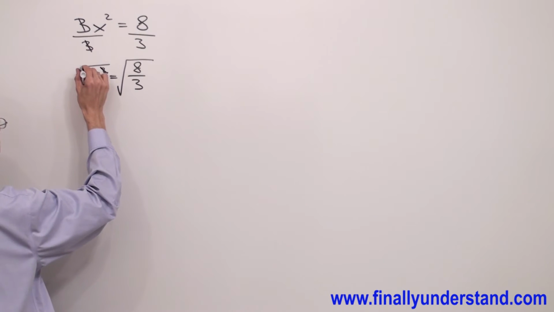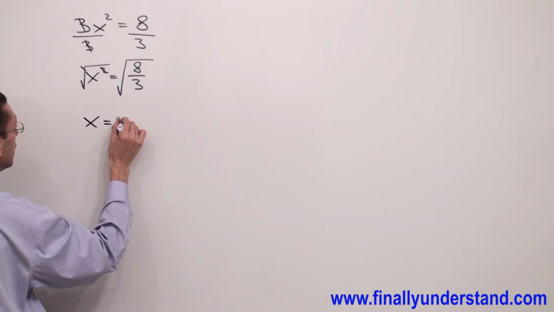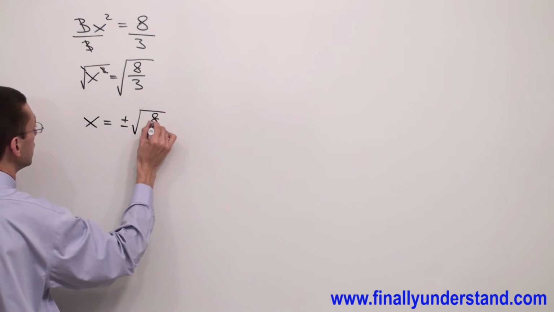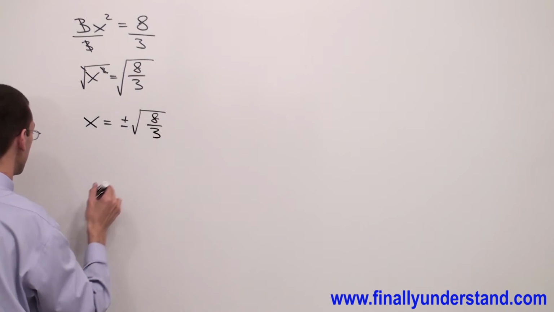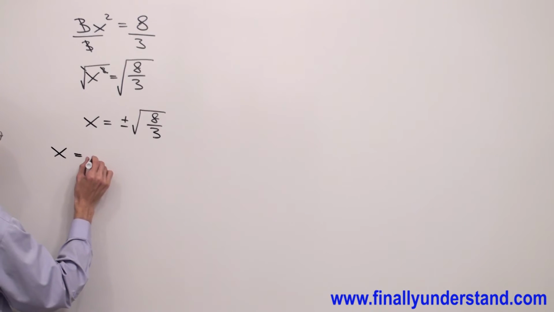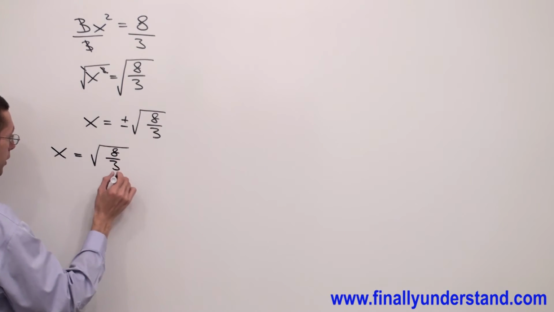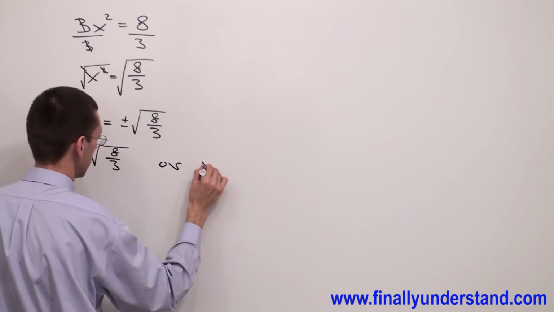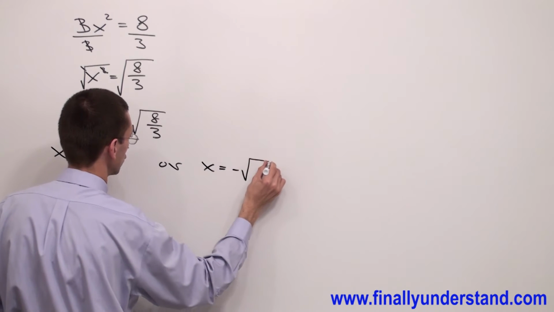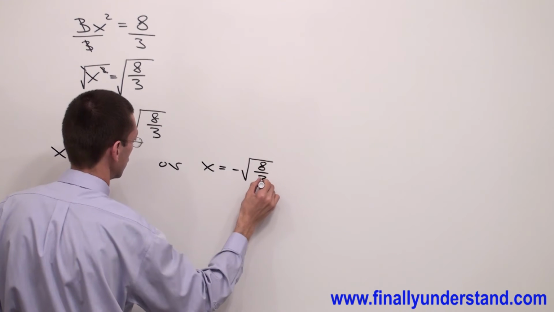Second power and radical will cancel out and I'm going to end up with x equals plus minus square root of 8 over 3. So I have two answers. x equals positive square root 8 over 3 or x equals negative square root 8 over 3.